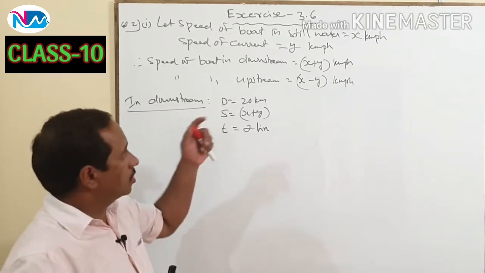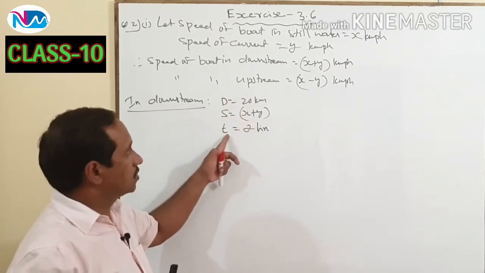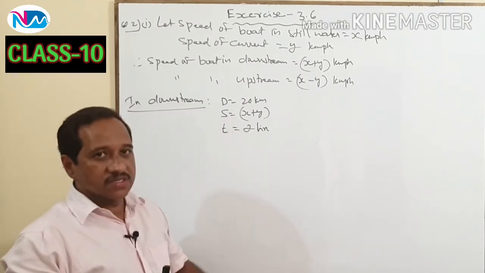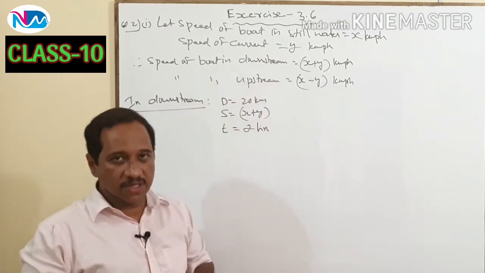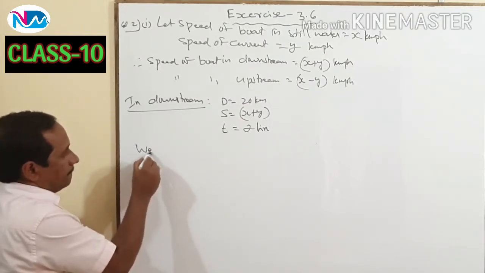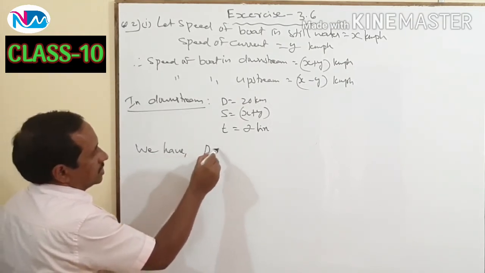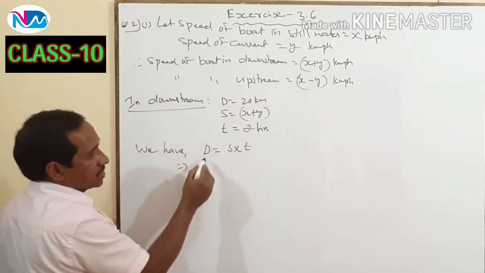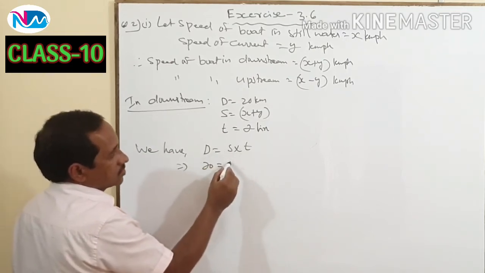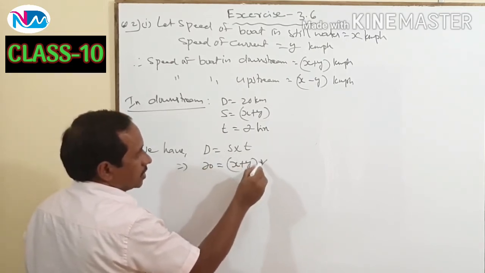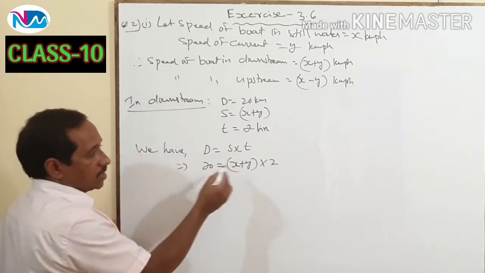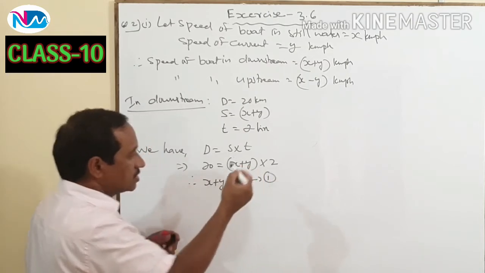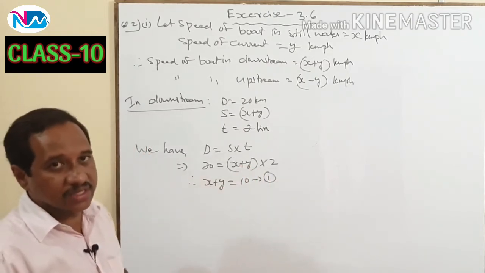Ritu can row a boat 20 km downstream in 2 hours. Means distance is equal to 20 km. Time is 2 hours. In downstream, the speed is x plus y. We have distance is equal to speed into time. So we get 20 is equal to speed x plus y into time 2. Dividing by 2, we get x plus y is equal to 10. A very simple equation, x plus y is equal to 10.